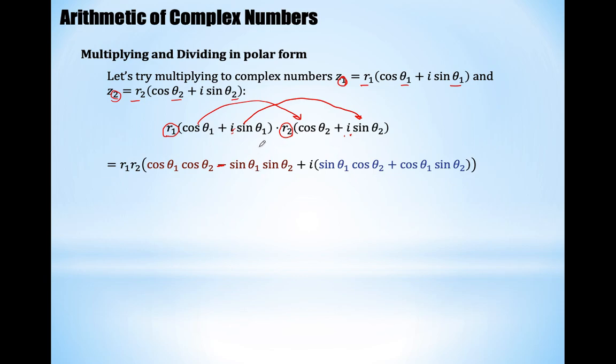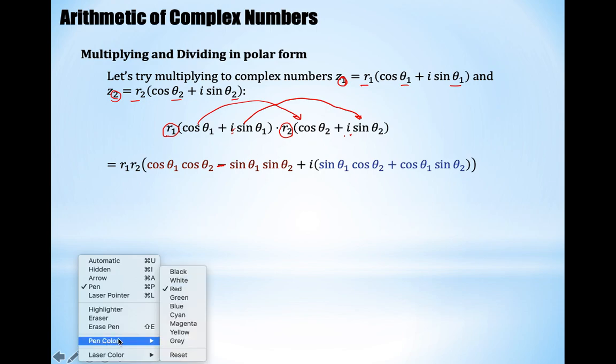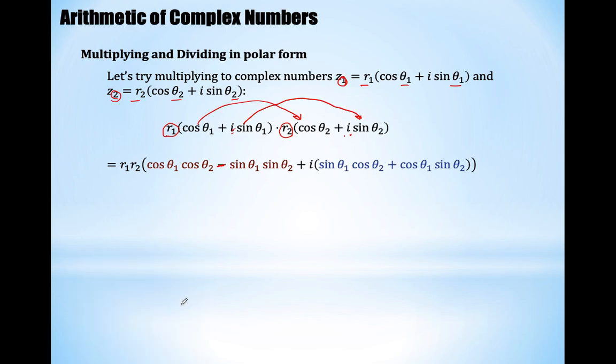Then the next thing I'm going to do is distribute the cosine 1 to I sine theta 2. That's right here. Cosine 1 sine theta 2, and I just factored the I out front. And I sine theta 1 multiplied cosine theta 2. Okay, and everything was positive, and I just factored my I out front.